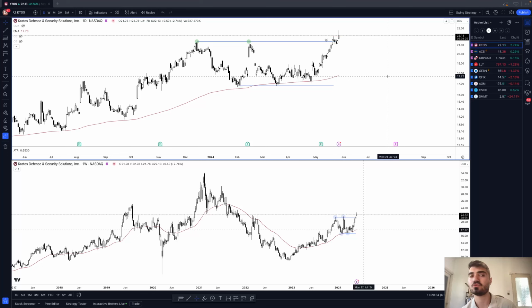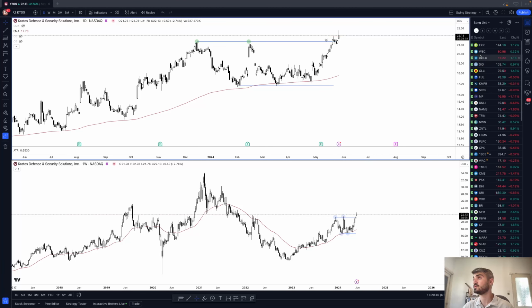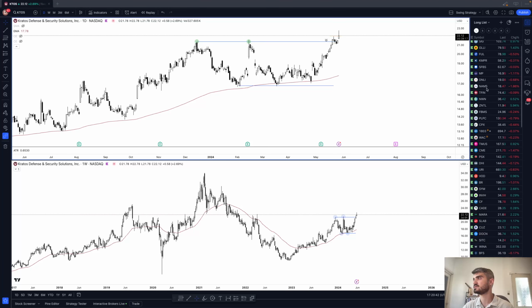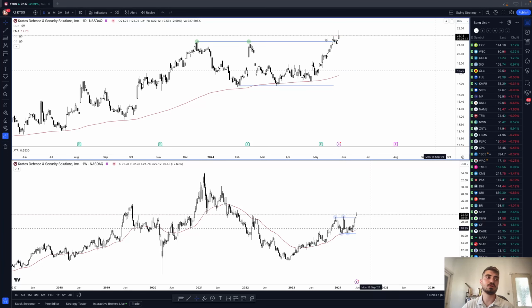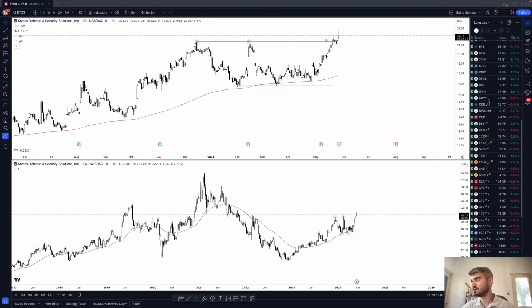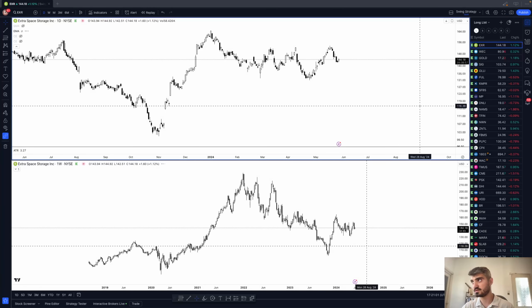So I'll start off, but before that I want to go quickly through the definition of each list in my watch list. I have the long list, which is not long in the directional manner, but long in regard to quantity, as you can see. The long list are setups that are a week plus from maturing, for example, EXR.